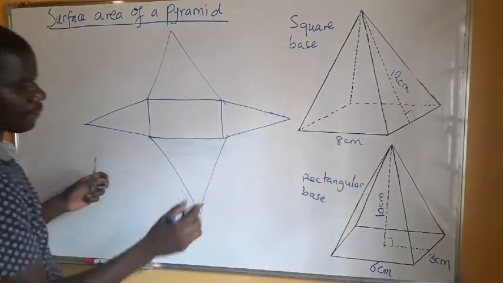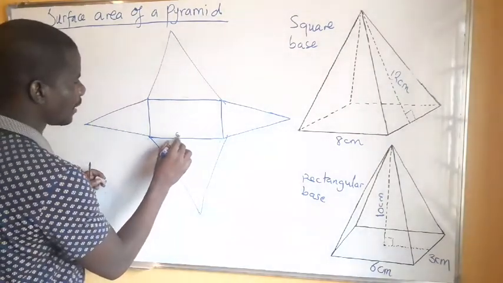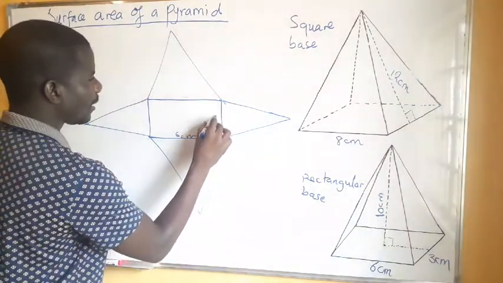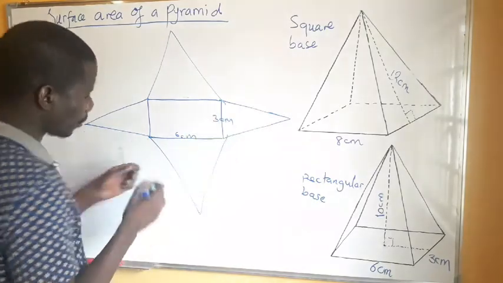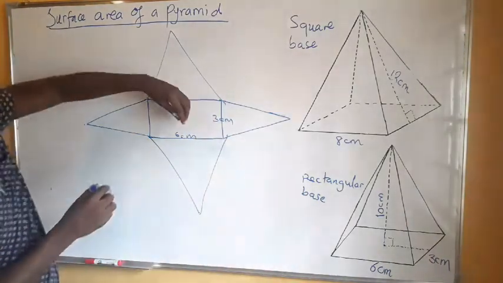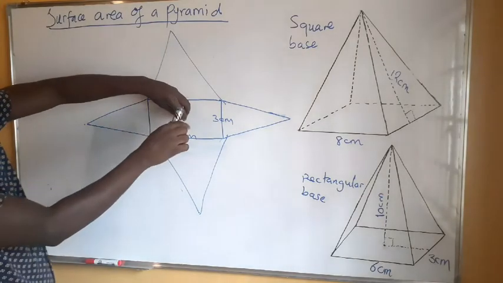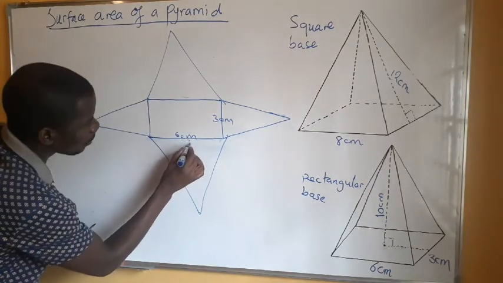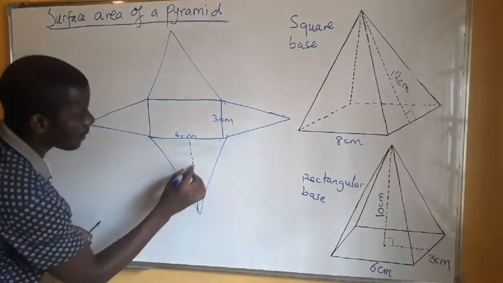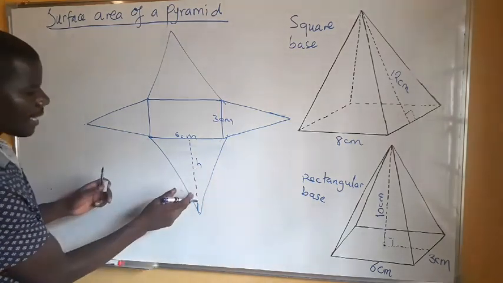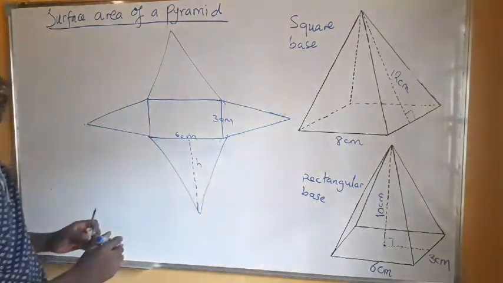So now, what are we given here? This is 6 centimeters, and then this is 3 centimeters here. So take note, we are given this height here. But what do we want? We want this one. Please follow me. This is what we want, to find the area of this triangle.